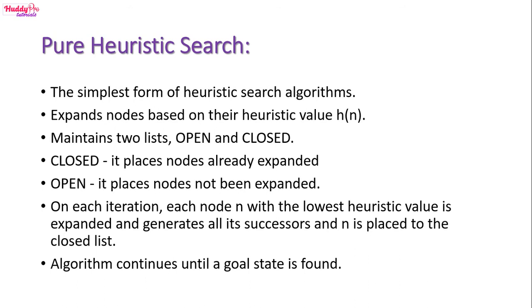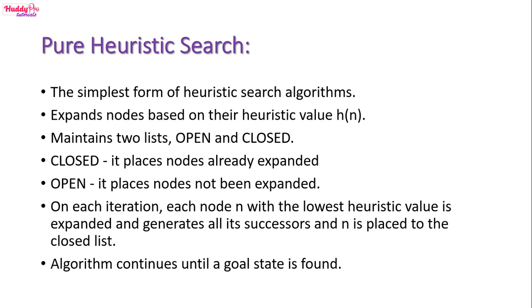Now we have what we call the pure heuristic search. Pure heuristic search is the simplest form of the heuristic search algorithms. It expands nodes based on their heuristic value, based on the function h(n). It maintains two lists, the open list and the closed list. In the closed list, it places those nodes which have already been expanded, and in the open list, it places those nodes which have not yet been expanded.